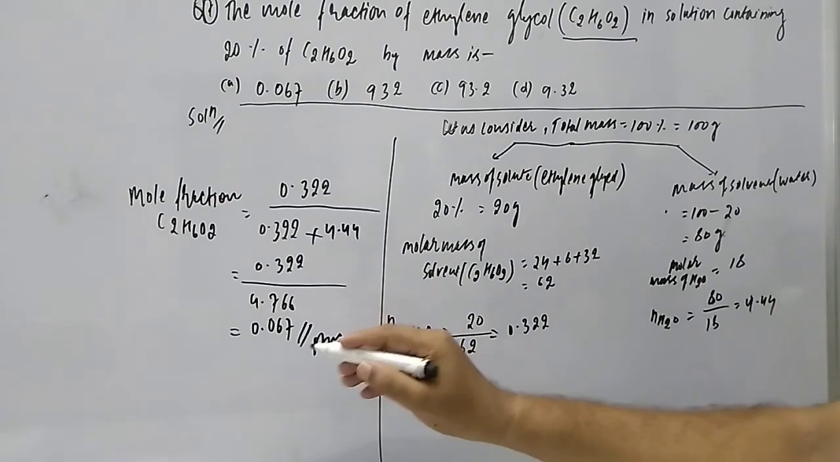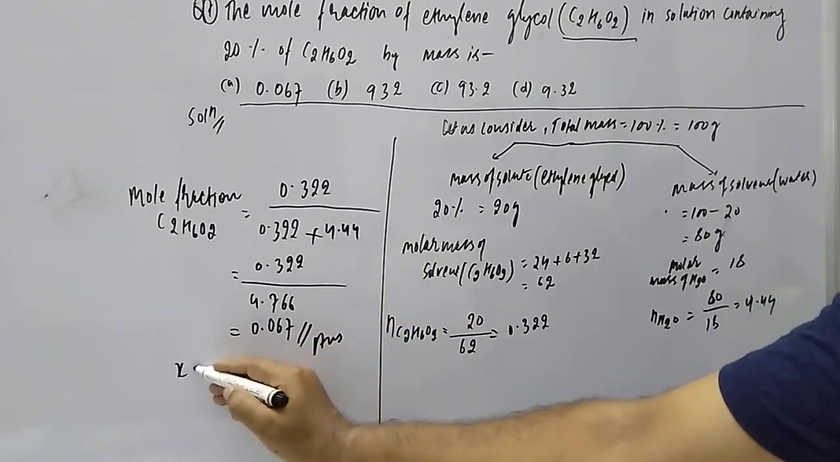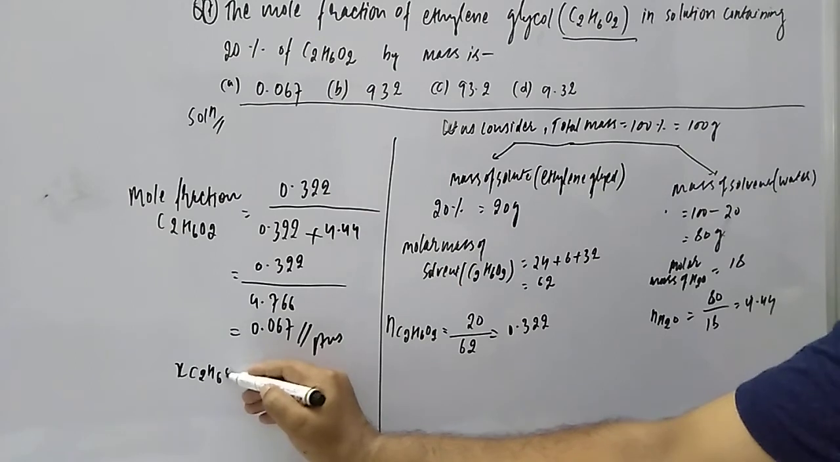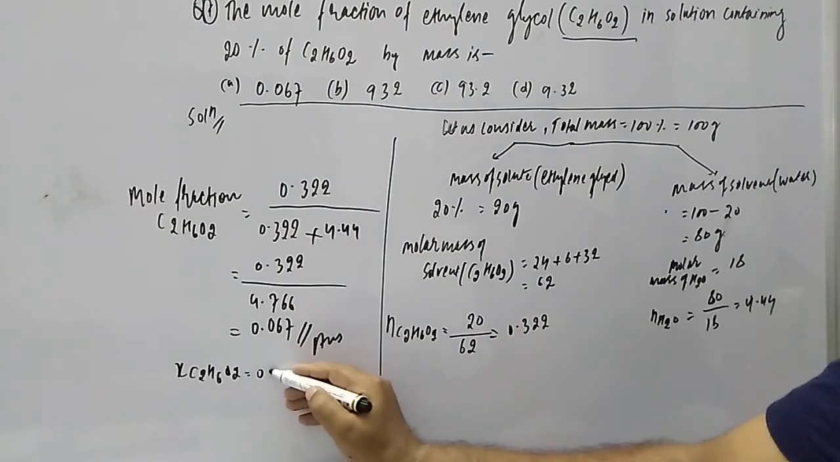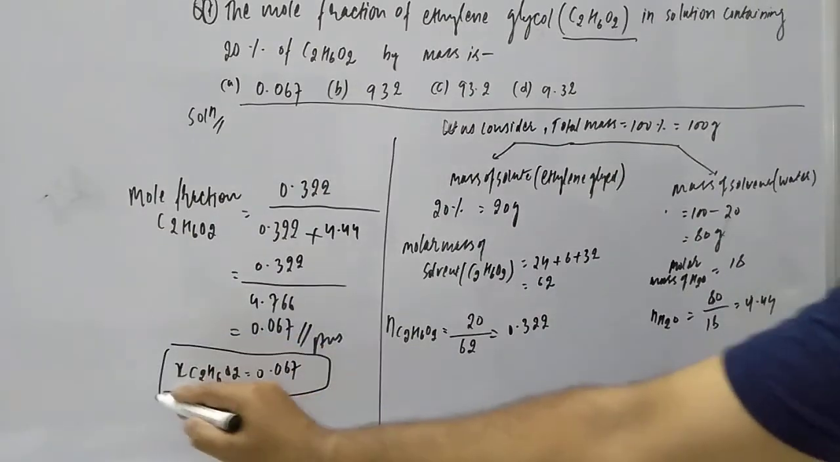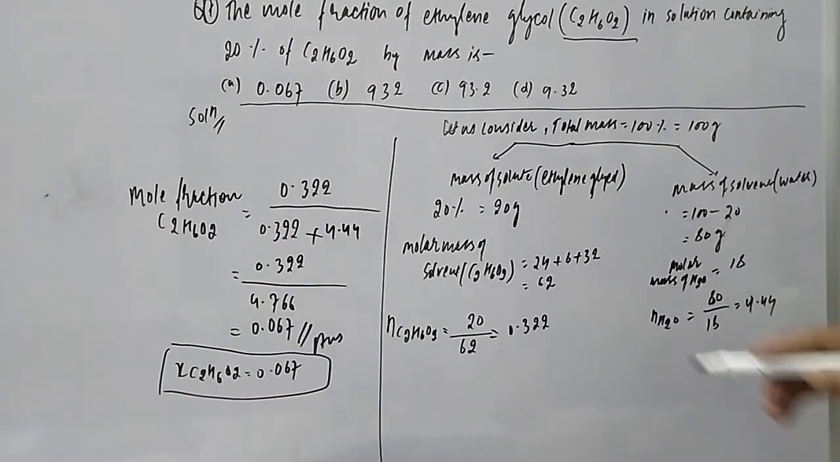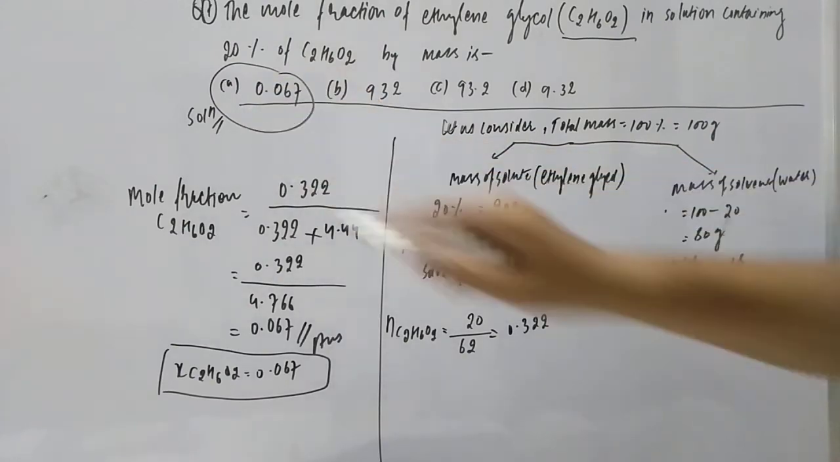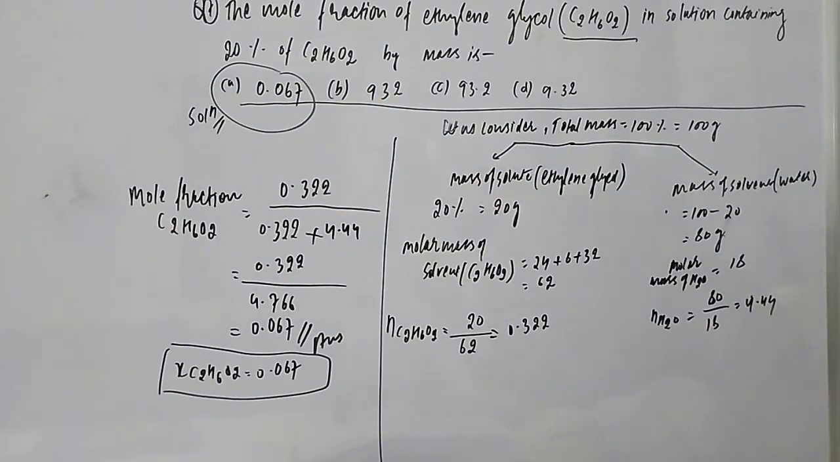The mole fraction of C2H6O2, X of C2H6O2, is equal to 0.067. Okay, there is no unit for it, student. So which can be the option, student? Option number A is the correct option. Okay, so thank you so much for watching, friends.